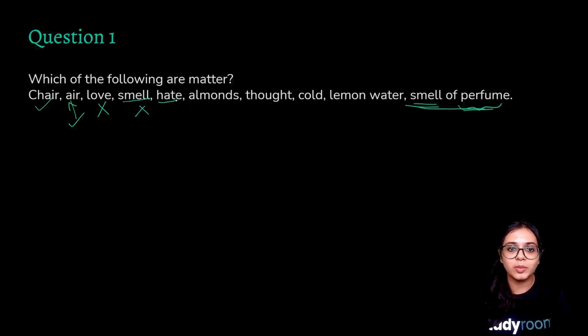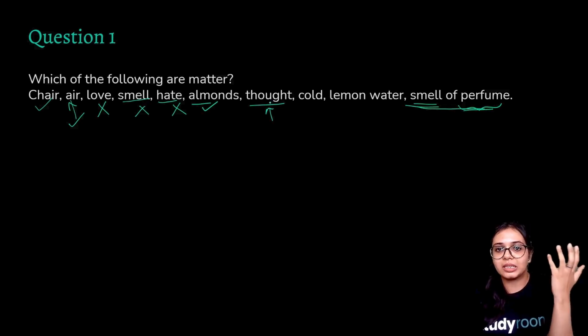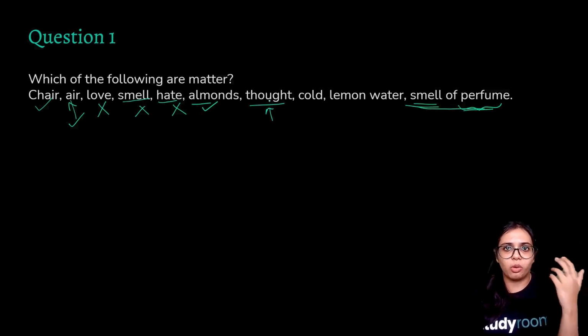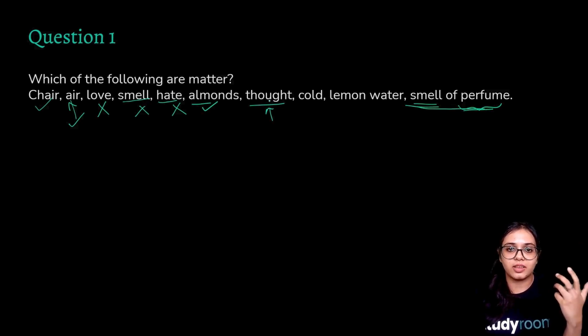Hate is again an emotion which we feel. It cannot be measured, so hate is not matter. Almonds, yes, almonds are matter. Almond is food that we eat, and it does have mass, it does have space, it does have volume. Thought, no, thought is not matter, because thought is an idea, an expression. You get an idea, you maybe think, you overthink. So thought is not matter.